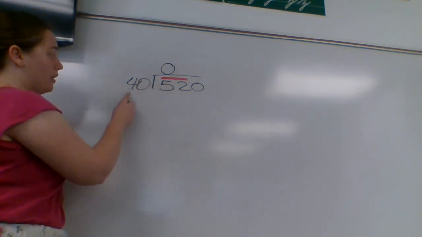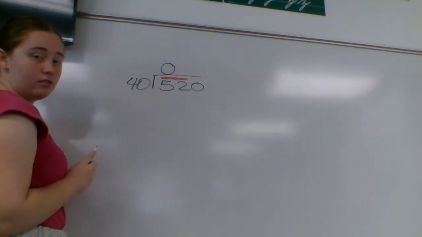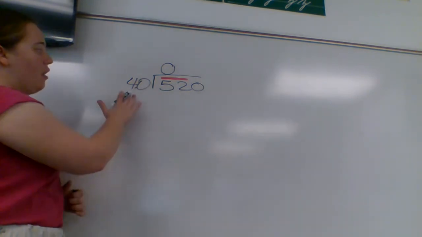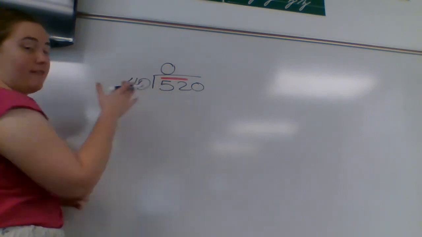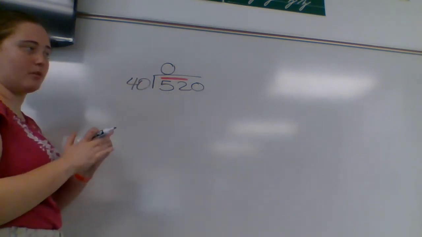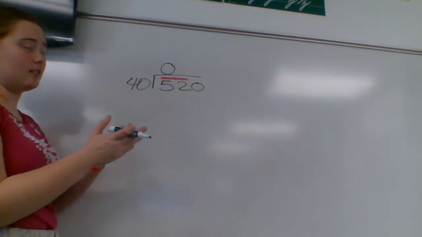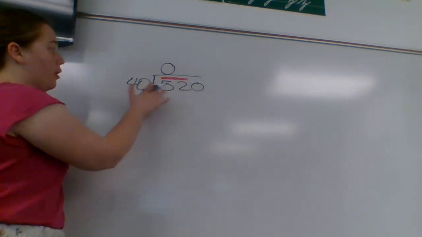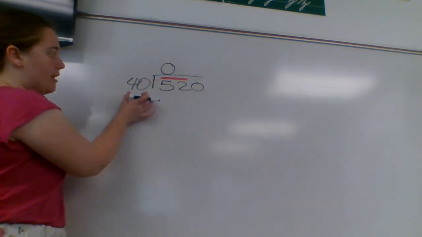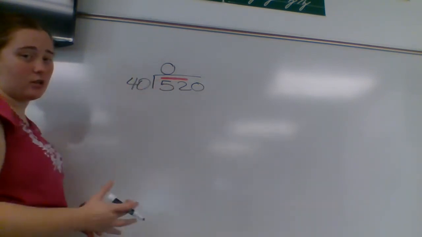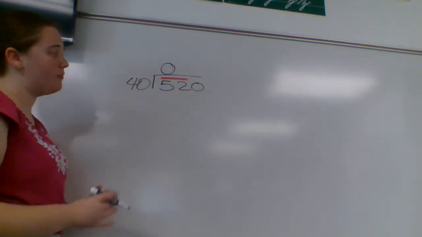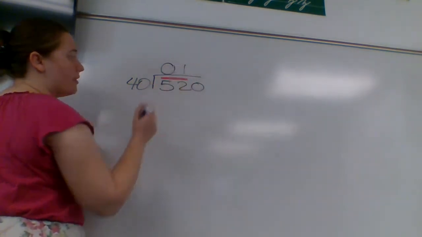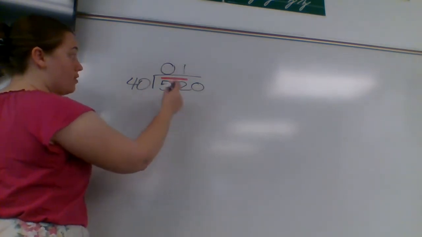Well, again, we're looking at this 4 right here. We're just going to look at my tens place, my 4 and my 5. Well, I know that 4 will go into 5 one time. I mean, 4 times 1 is 4, 4 times 2 is 8. So 5 got passed over really fast. So 4 will go into 5 one time. So that means that 40 will go into 52 probably one time, just using my common sense and logic there. So I'm going to put 1 above the 2, since 40 will go into 52 one time.